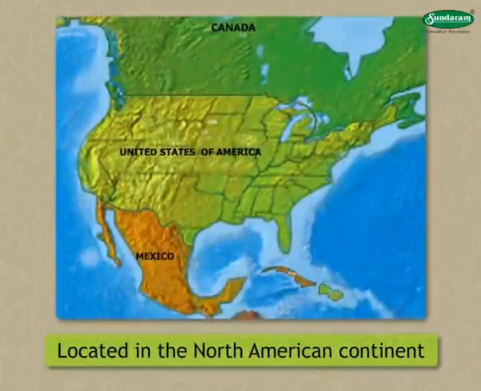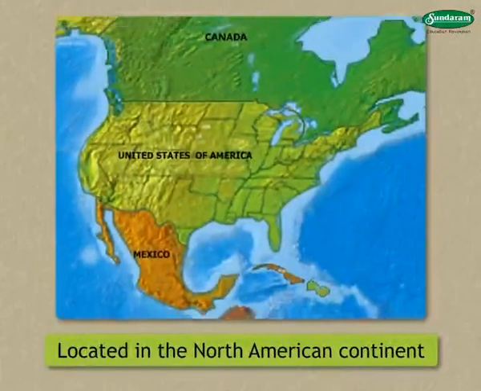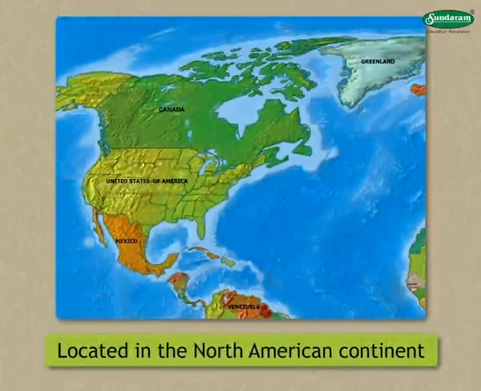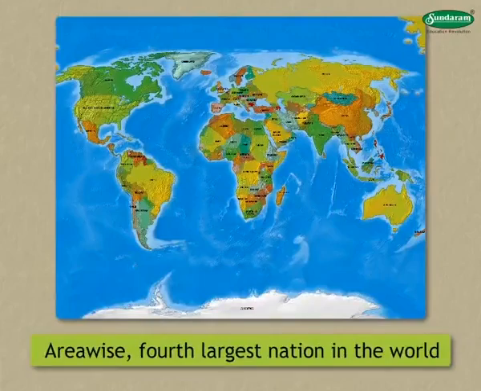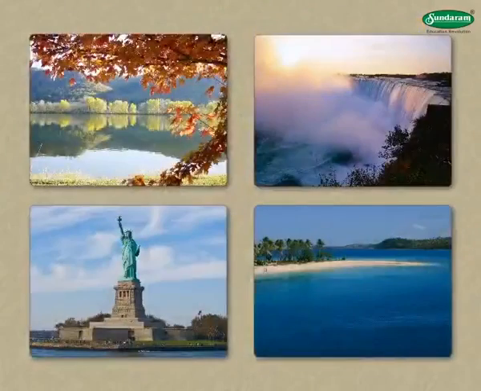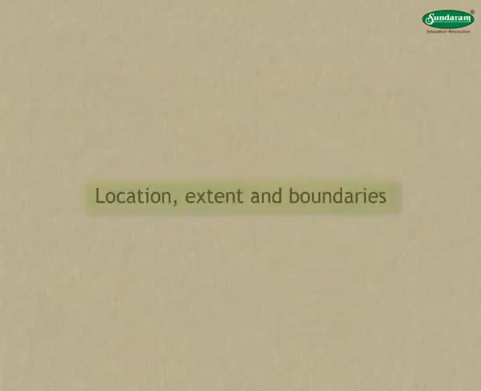The United States of America is a nation located in the North American continent. It is the fourth largest nation in the world in terms of area. It is bestowed with scenic beauty and natural resources. Let us study the location, extent, and boundaries of the United States of America.